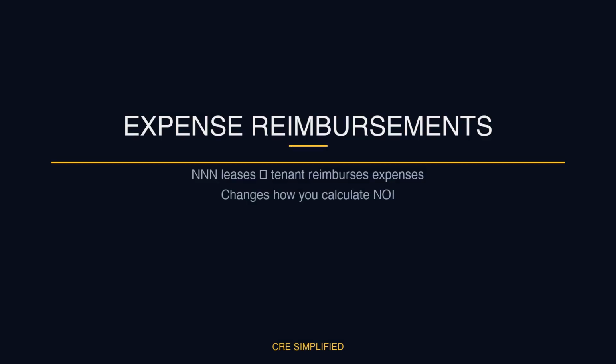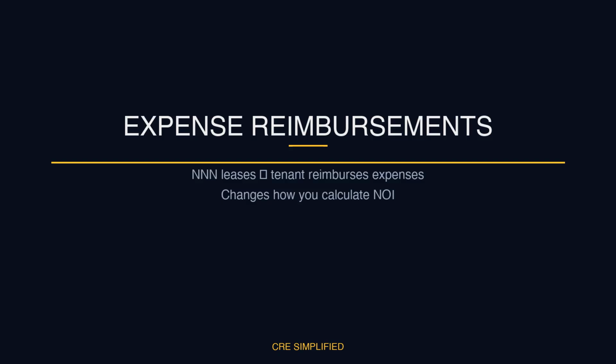The second nuance is expense reimbursements. In some lease structures, particularly gross leases, the landlord pays all expenses and collects a flat rent. In NNN or modified gross leases, tenants reimburse the landlord for some or all expenses. This changes how you calculate NOI. If tenants are reimbursing $40,000 in expenses, that flows back as income. You have to be careful to model this correctly, especially when comparing properties with different lease structures.